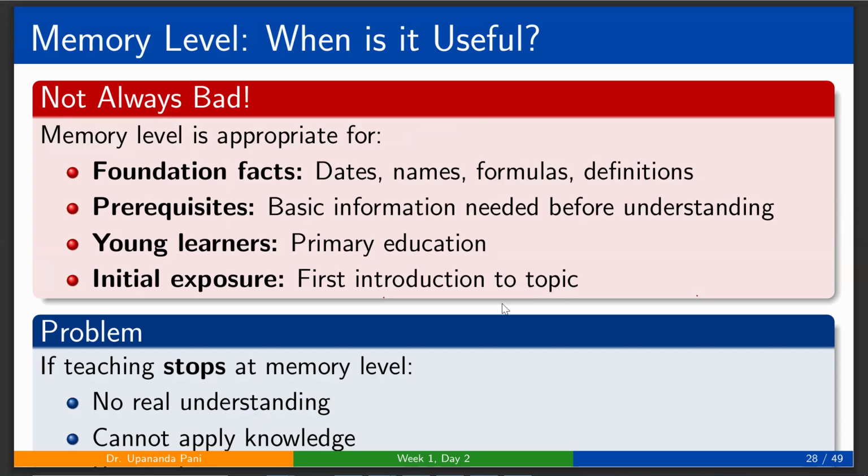Then if teaching stops at memory level, it means there is a problem. What is the problem? It means the student is not able to understand anything. There is no real understanding, and what will happen is they cannot apply the knowledge. Like what is happening in our cases is why students are not able to write a good dissertation, because most of the teaching has happened at the memory level. So that is why they are not able to apply the knowledge. Now the question is, if you are not following Bloom's taxonomy, how will you identify this as a teacher, right?